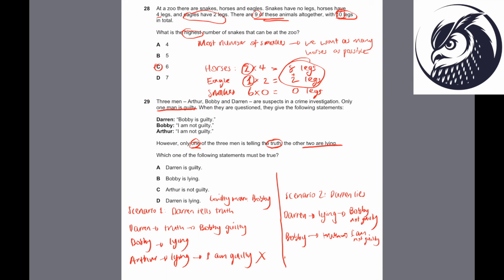And if Bobby is telling the truth, that means the other two are lying, right? So that means Arthur has to also be lying. And since Arthur says I am not guilty and we know he's lying, that means Arthur is guilty, right? Arthur is guilty. So we know our guilty man is now Arthur.